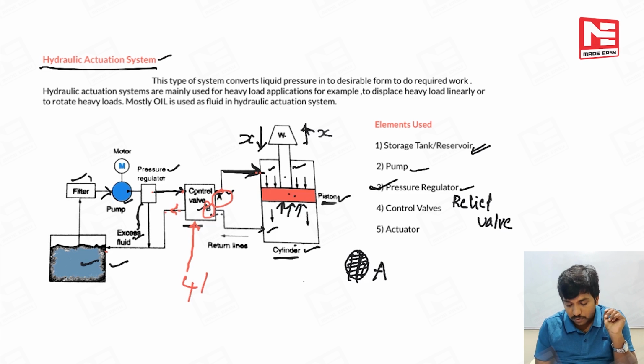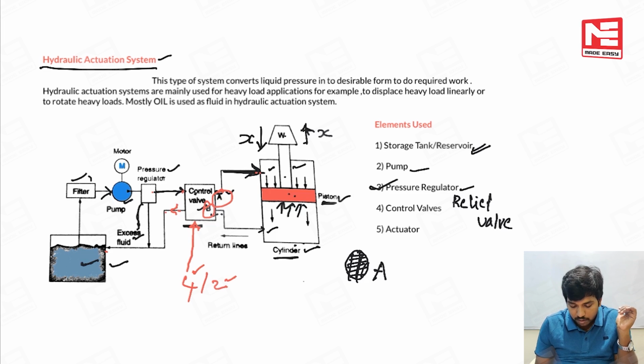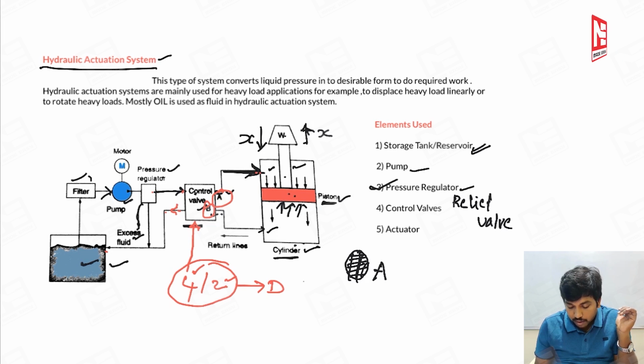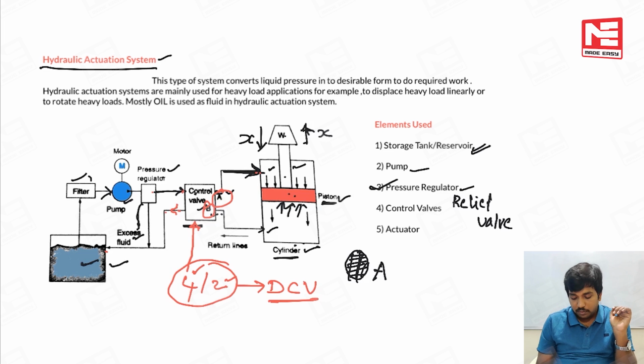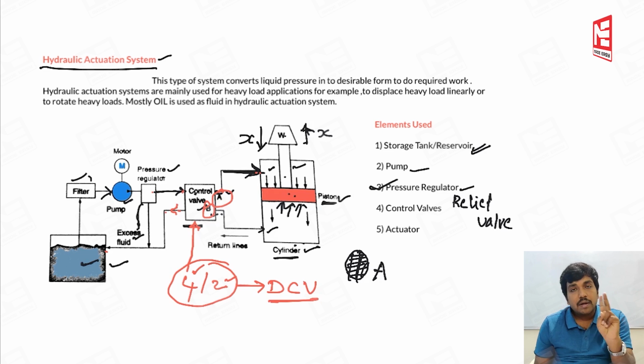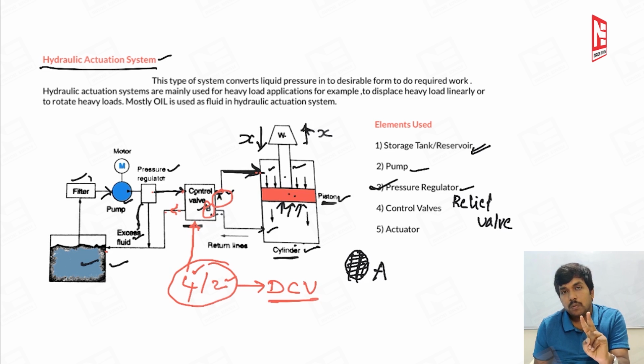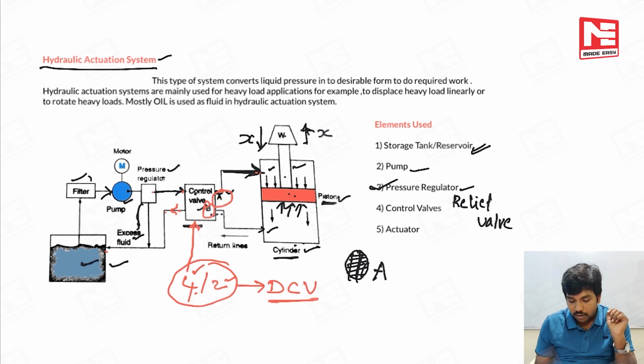It can do two actions. What are those two actions? Either it can move the piston in the upward direction or in the downward direction. Four ports, two actions. So altogether it is called a 4 by 2 direction control valve. DCV means direction control valve. It has four ports and can make two different actions. That's why it is called a 4 by 2 direction control valve. That is the control valve concept.